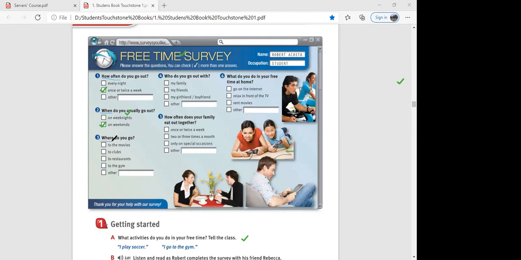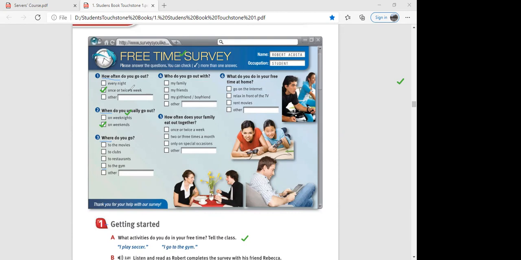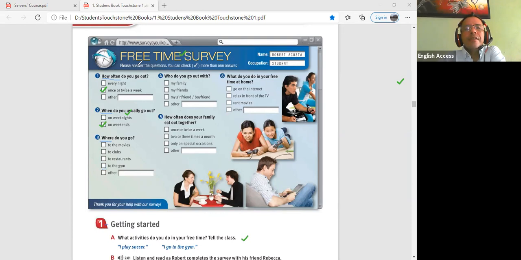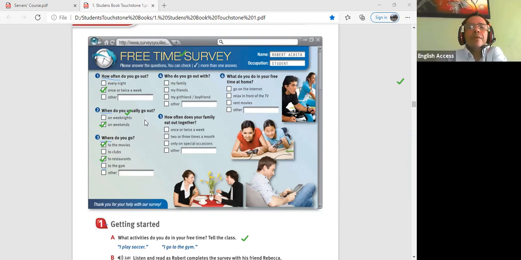Number 3, we have another question word. Where? Location. Where do you go? To the movies, to clubs, to restaurants, to the gym, etc. Where? To the movies, to the restaurants. All right, number 4.